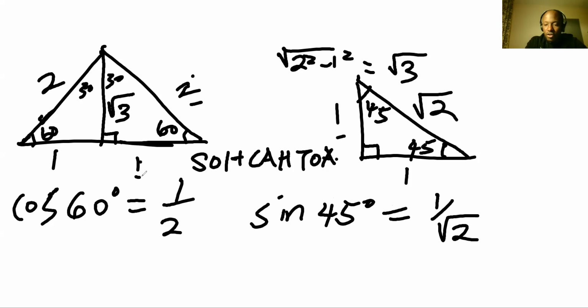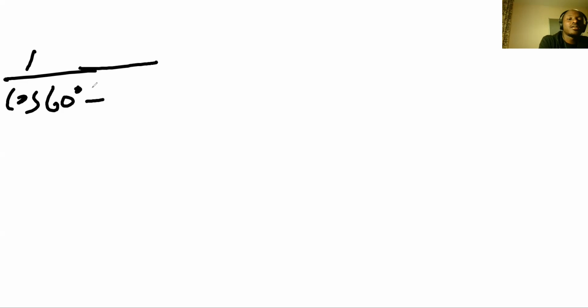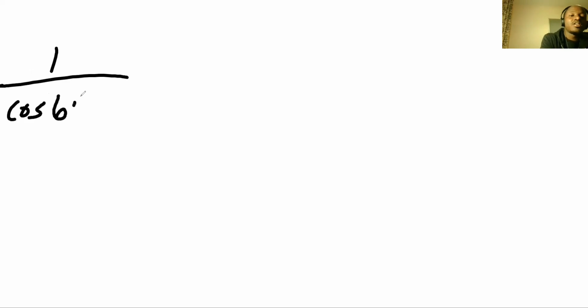Now you can go back to your question. It was 1 over cos 60 degrees minus sine 45 degrees. Let me just make it more presentable. The math is all about the beauty of your presentation as well. It's so important. People must see cos 60 degrees minus sine 45 degrees.